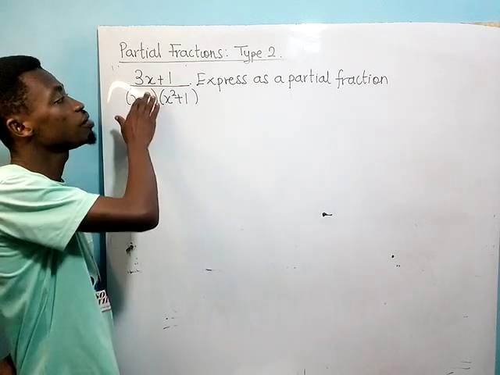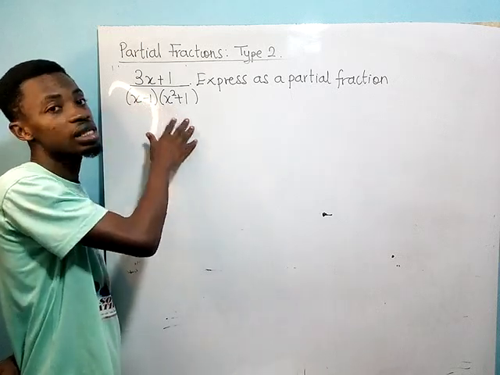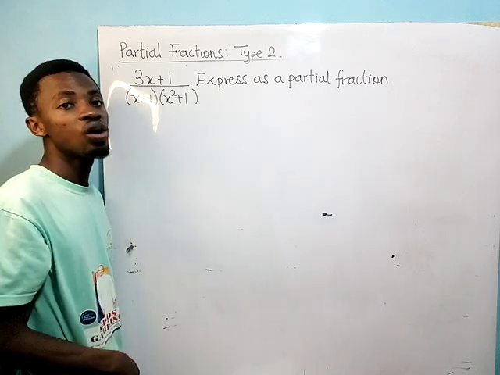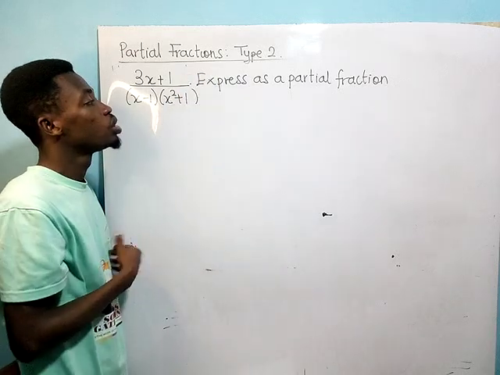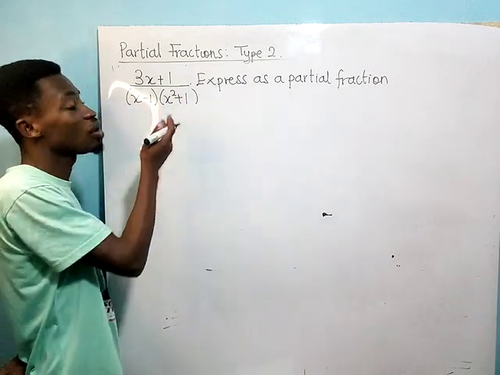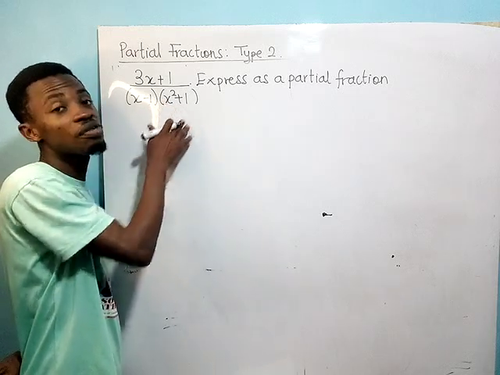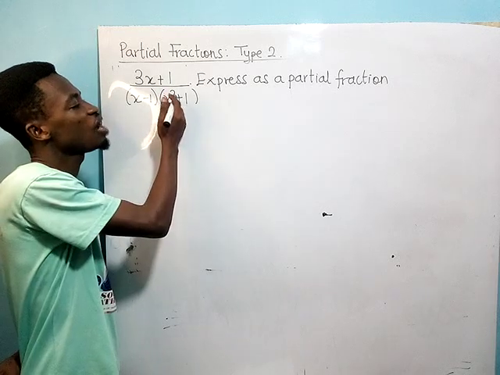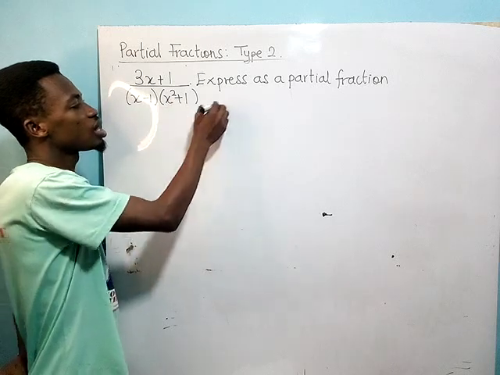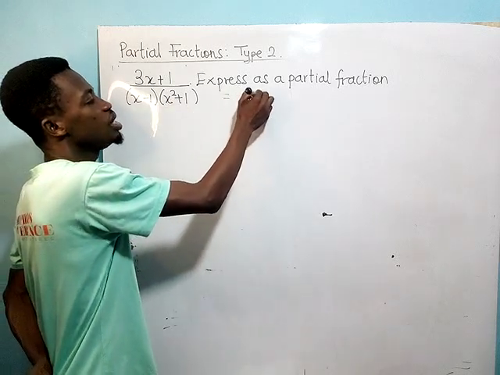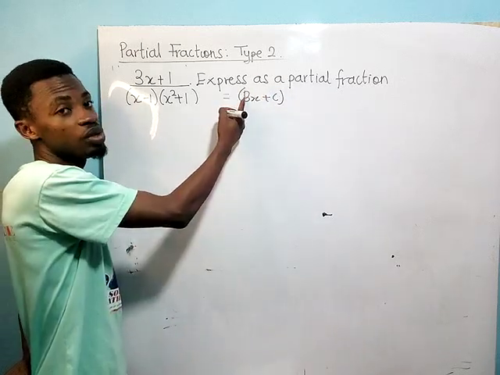Now on the board we have (3x + 1) over (x − 1) into bracket (x² + 1). How do we identify that this falls under type 2? With a type 2, you have a combination of denominators, with one of them being a quadratic factor. Since we have a quadratic factor which cannot be factorized, its numerator will be written as bx + c. You can decide to use a different variable for this b.